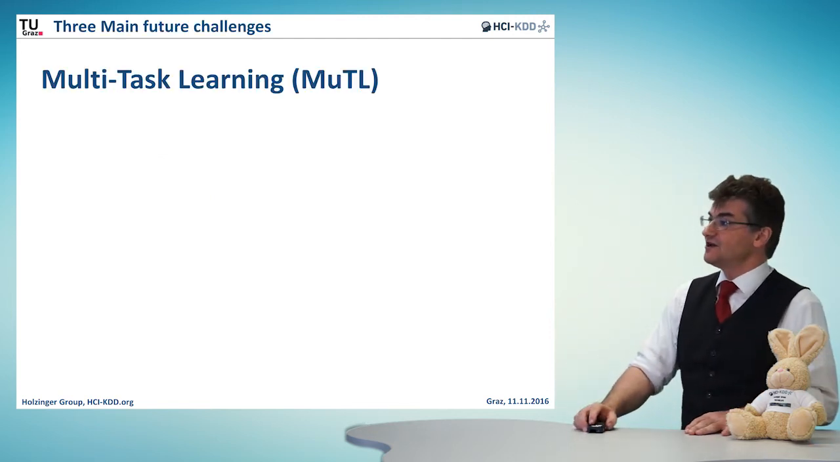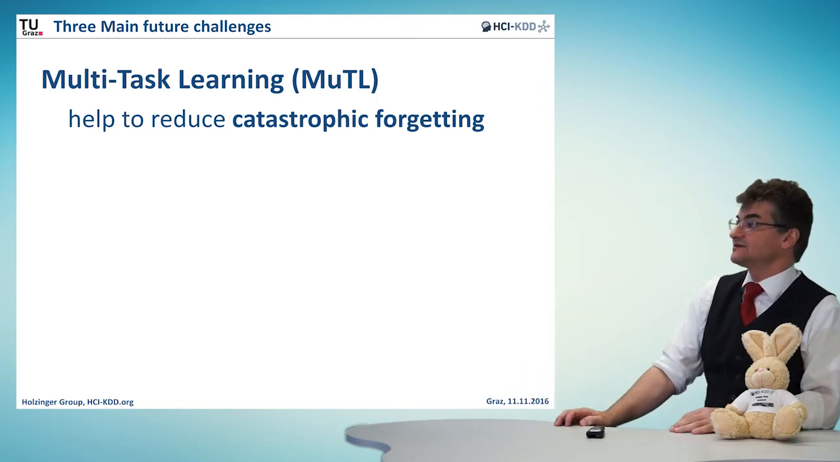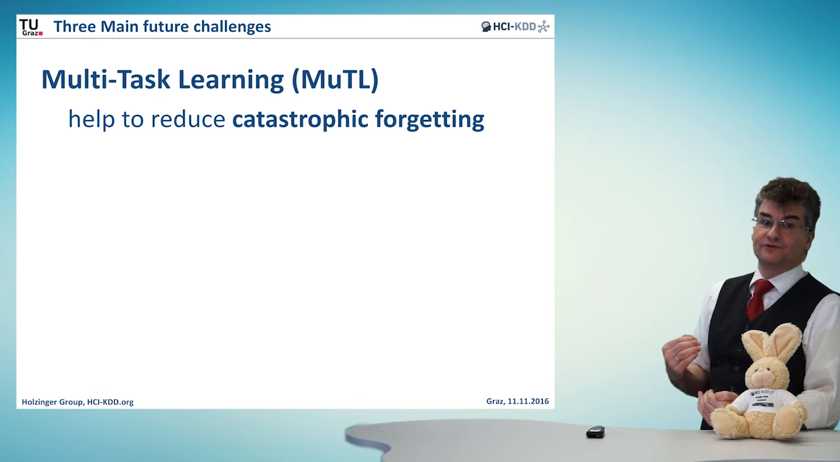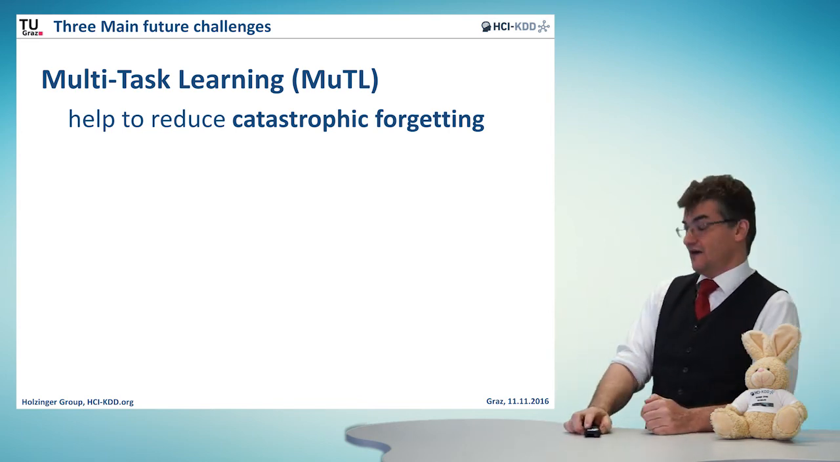So the first challenge is multitask learning. This is what humans can do perfectly. Yeah, I can, for example, now think of completely different things. I can play with this rabbit. I can do something else, and so on. I can talk with you. Multitasking. This is what humans can do very well, but computers cannot do, because computers have the problem of catastrophic forgetting, and we want to help to reduce this catastrophic forgetting by multitask learning efforts.